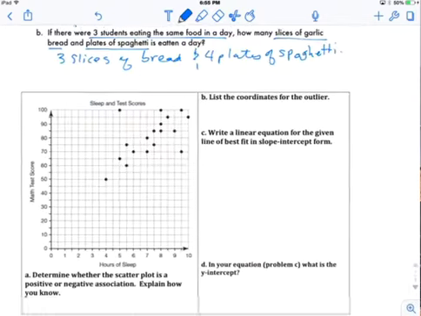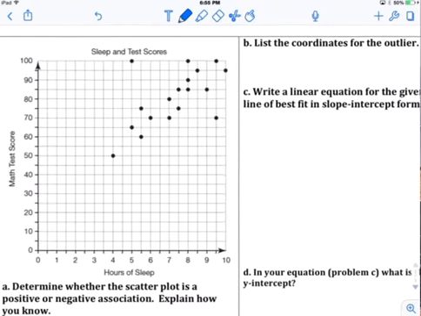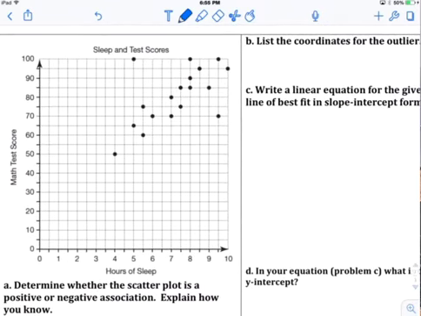Okay, and then you have this here. I'm going to have 2 outliers, like that.